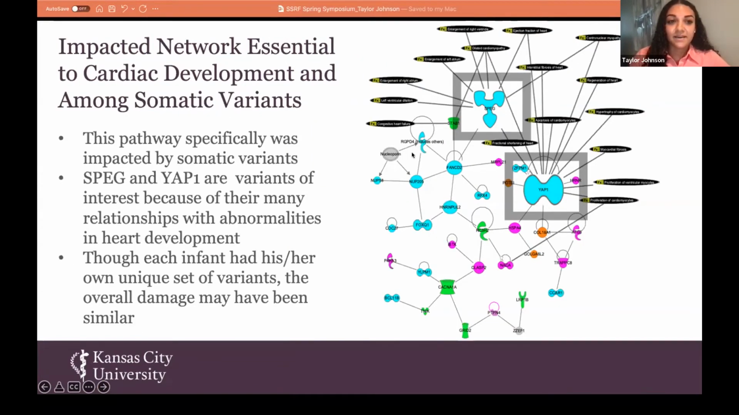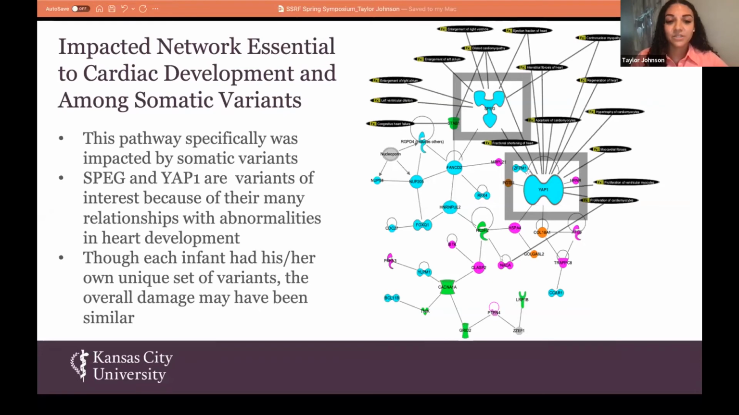Now this is an impacted network essential to cardiac development among the somatic variants. Here I highlighted SBEG and YAP1 somatic variants. These seem to have the most connections in the pathway between infants, and they seem to by far have the most abnormalities associated with them. For example, apoptosis of cardiomyocytes is just one of them, but there is a range of pathologies related to abnormal cardiac development.